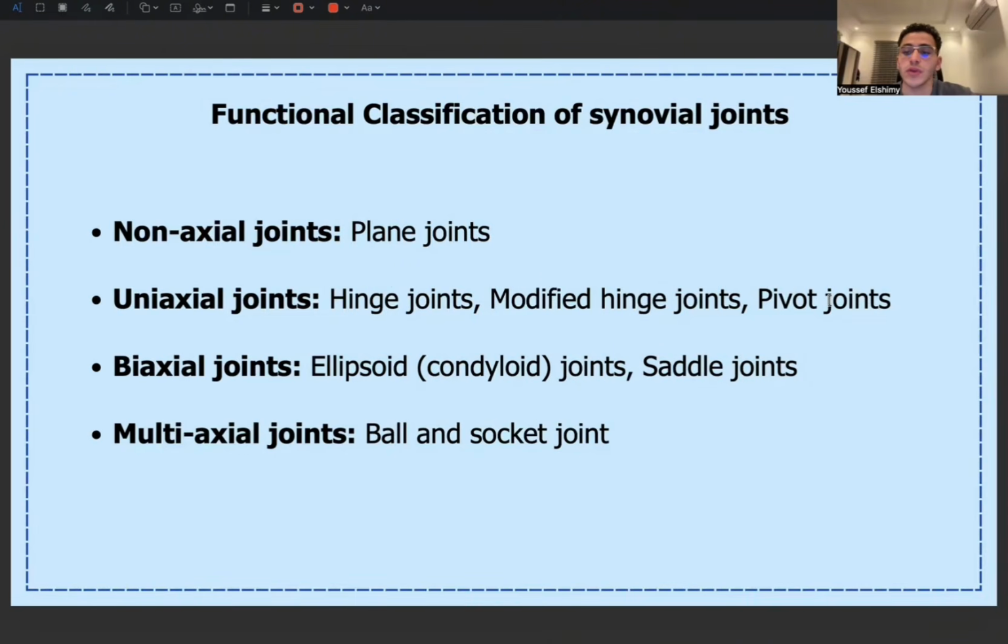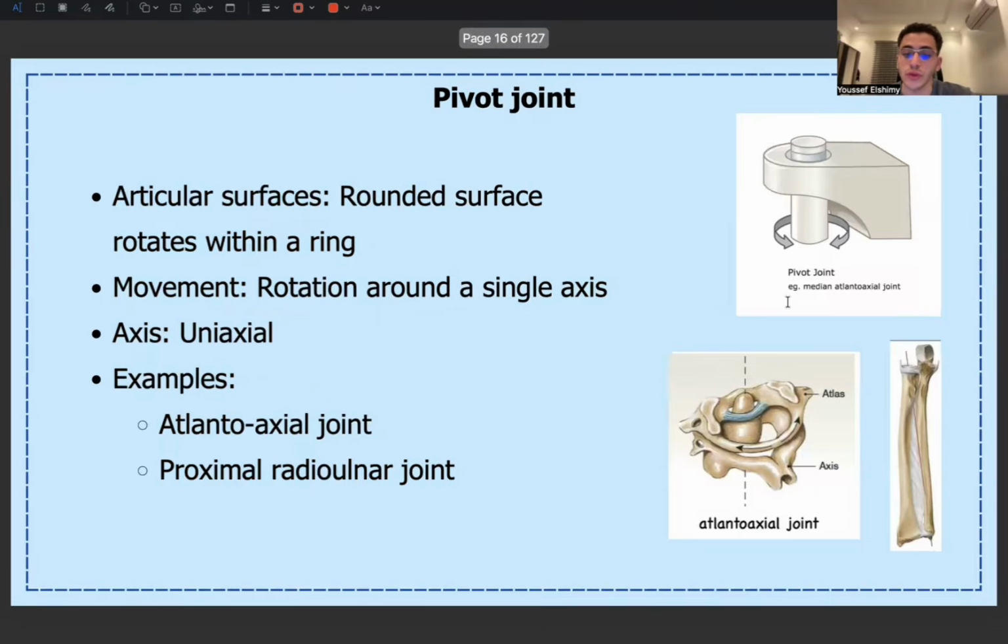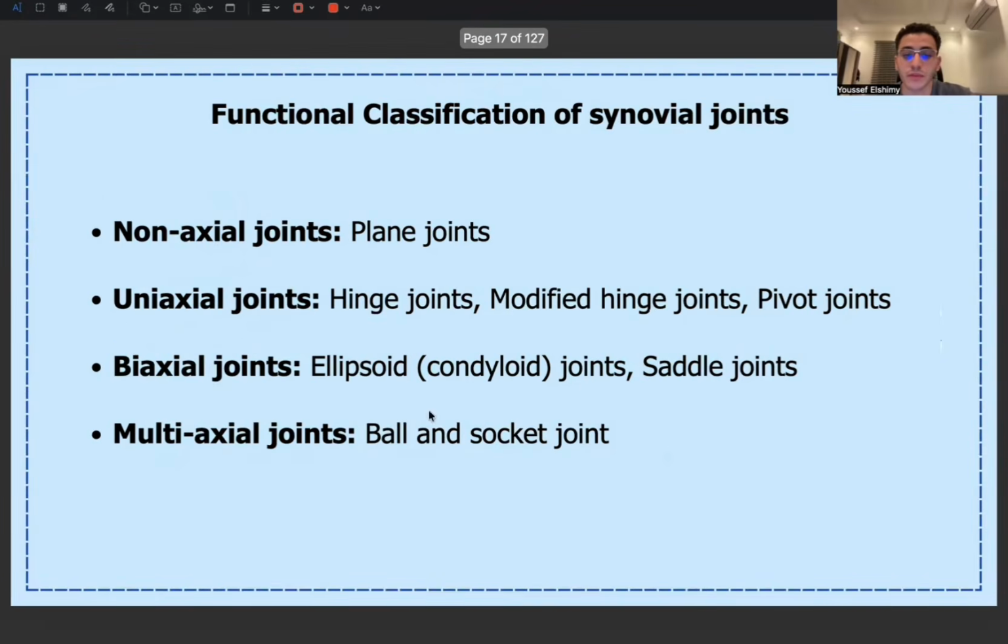Then we have the pivot joints, which include the atlantoaxial joint as well as the proximal radio-ulnar joint that I mentioned here. Then we have the biaxial joints, which are the joints that move in two axes. This includes the ellipsoid, which is also called the condyloid joints, as well as the saddle joints. And finally, the multi-axial joints include the ball and socket joints.